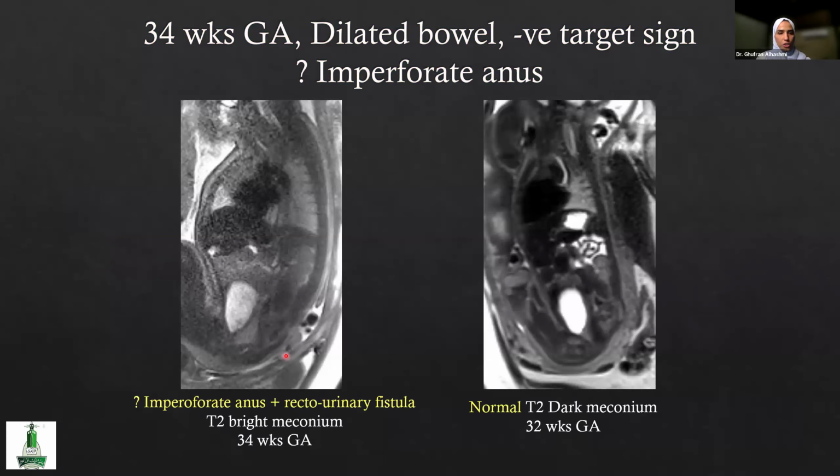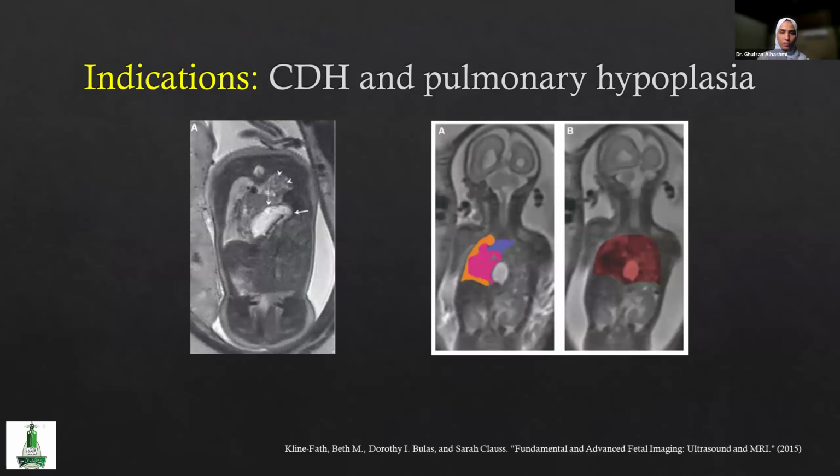Compare our patient I just showed you, who has a high T2 signal in the rectum, to this normal patient with a dark T2 signal in the rectum, which is a normal T2 dark meconium.